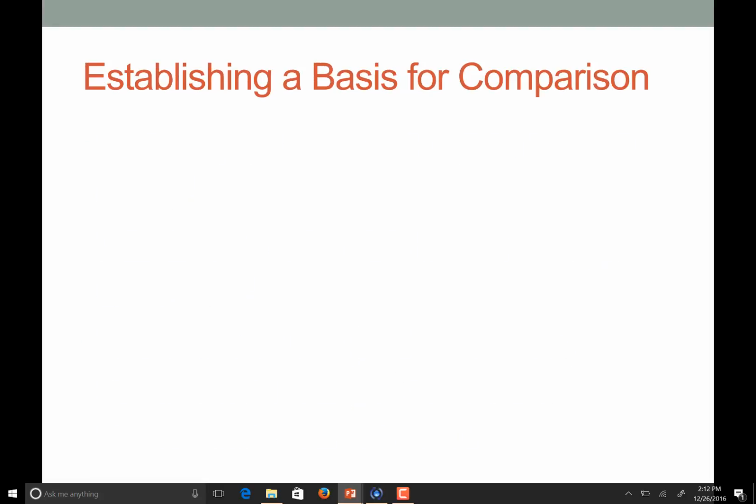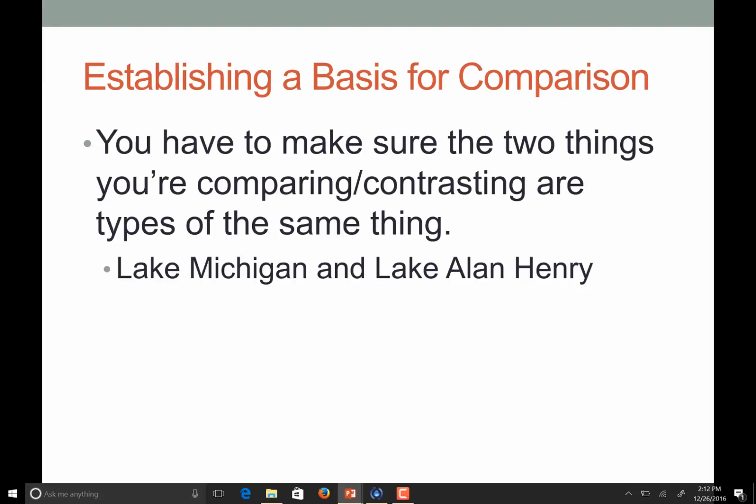Now, before you begin to outline an essay like this, you really need to establish a basis of comparison. And to do that, you need to select two things that share similarities. All right, two types of the same thing. Now, Lake Michigan and Lake Allen Henry may have no similarities whatsoever, except that they're both large bodies of water. All right, they're both lakes, and so they would be okay for comparison.